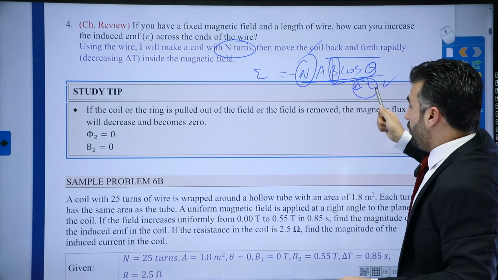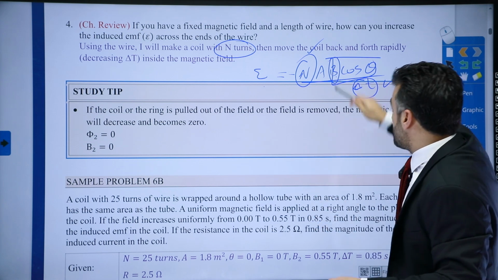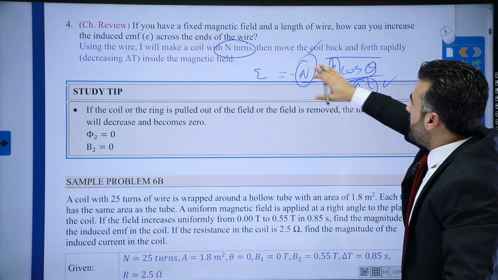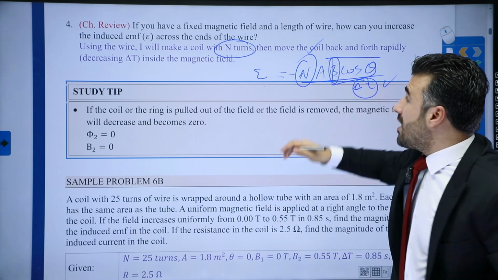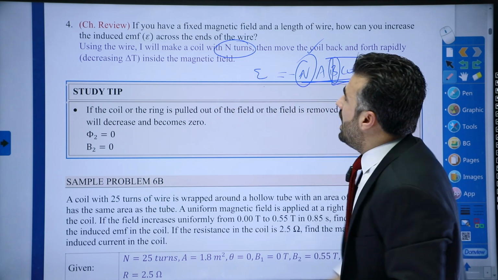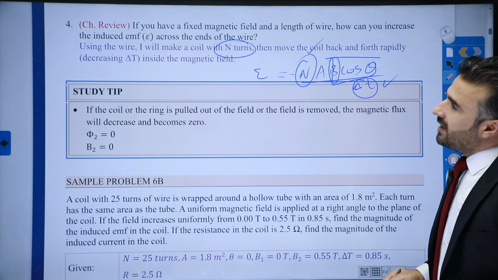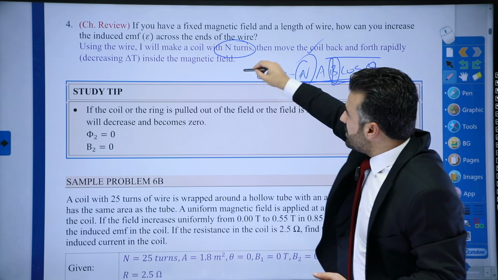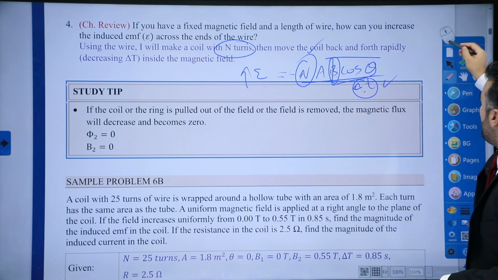And then, of course, we can decrease the time that we move the coil into or out of the field. Whatever you do is basically right in front of you, based on this equation that you have. So once again, I'll make the coil with n turns, then move the coil back and forth rapidly, which decreases the time, and if we decrease the time, this will increase the induced electromotive force inside the magnetic field.